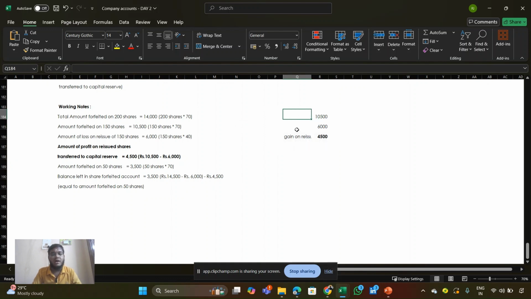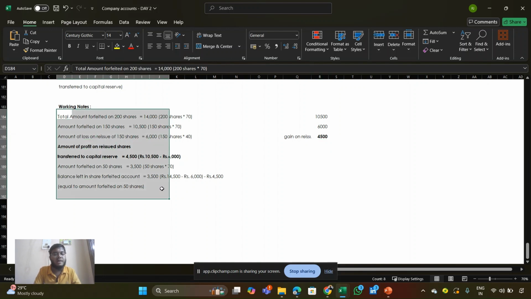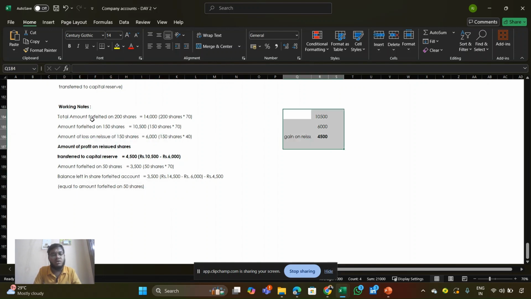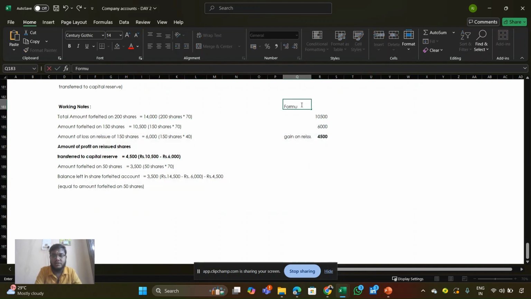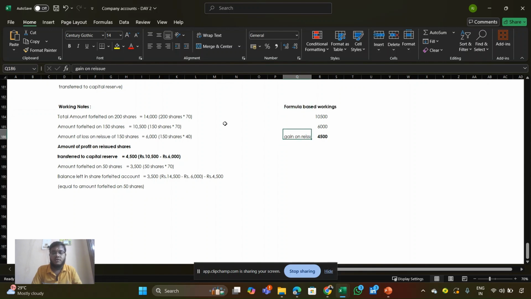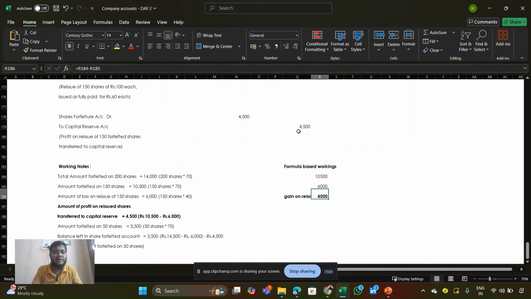Go through the formula and then do the workings based on the formula. While doing the workings, write the formula and then do the working based on that. You will get the answer. This is also a different type of working. Both the workings are correct. If you write this type of working, write the formula, and then write the answer value below. Gain on reissue is 4,500. We have mentioned the 4,500.